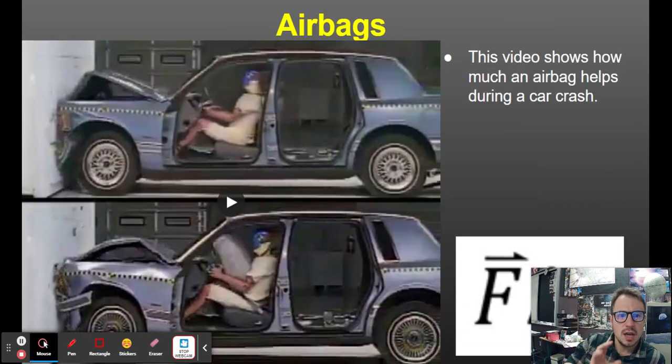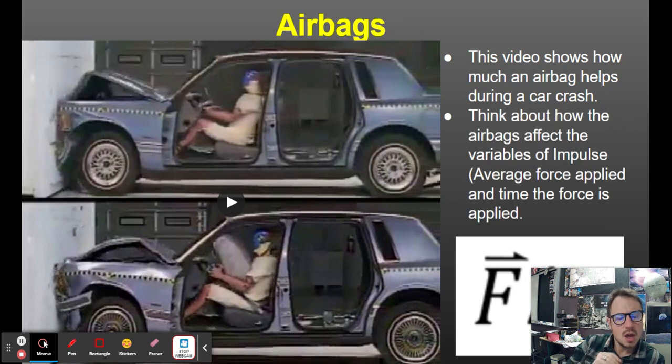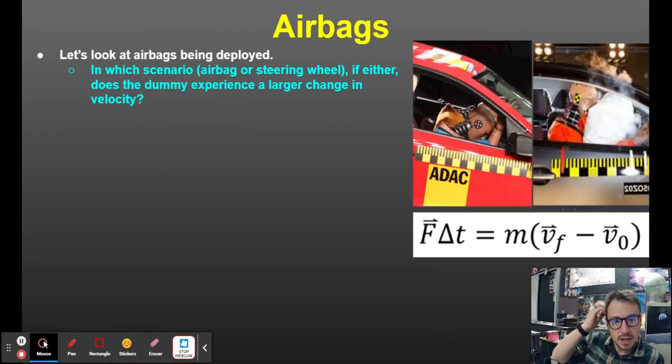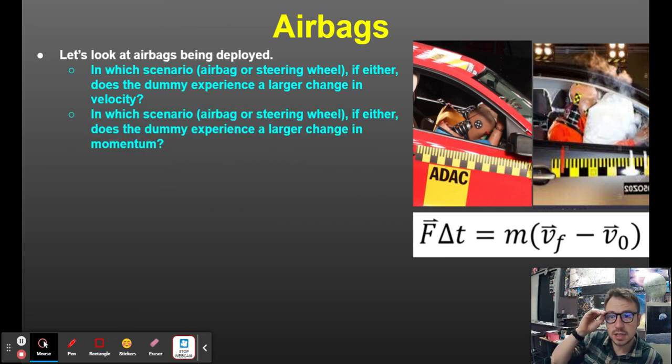So this video shows how much an airbag helped during a car crash. So think about how airbags affect those two variables, the force applied and the time interval that force is applied. If we look at that, in which of these scenarios, this crash test dummy hitting the airbag and the crash test dummy hitting the steering wheel, which of them experiences a larger change in velocity? It's going to be the same. Either way, if it's driving the same speed, it's going to stop. That person comes to rest.